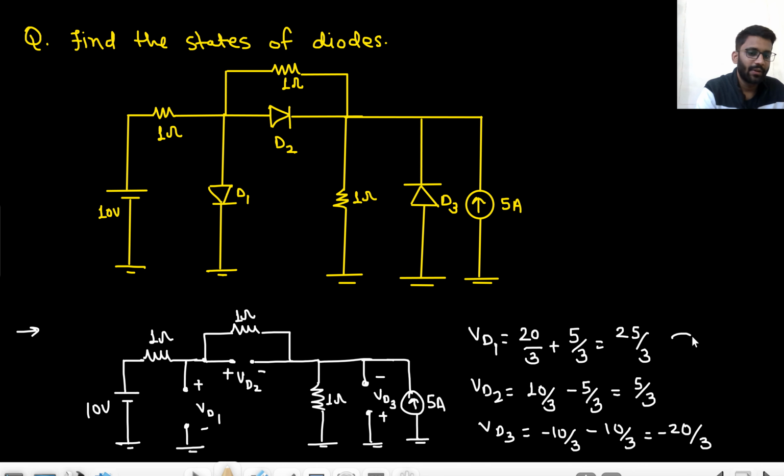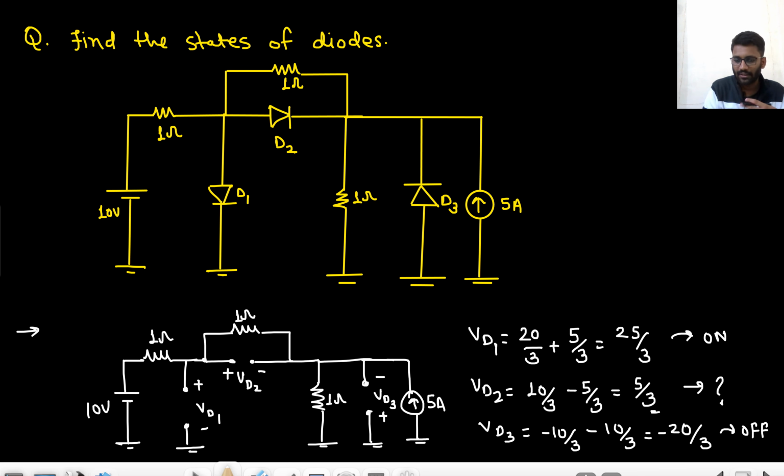So only two things I know here. This will be on and this will certainly be off. Only I don't know about this, right? Because this also has the capability of turning on. Diode D2 also has the capability of turning on. But about D1 and D3 I am sure. D1 is certainly on and D3 is certainly off. I hope I have found the correct values.